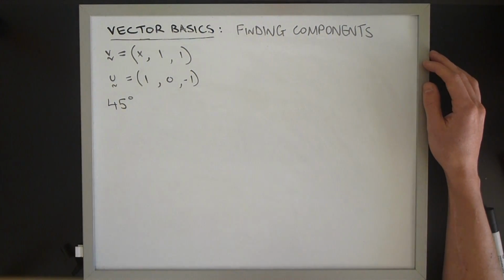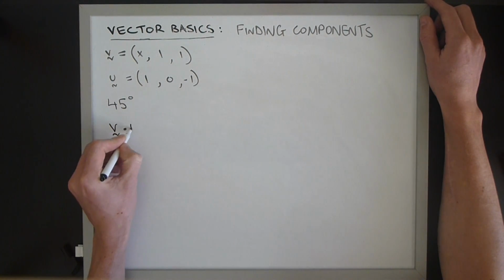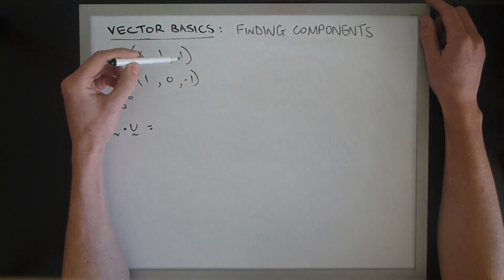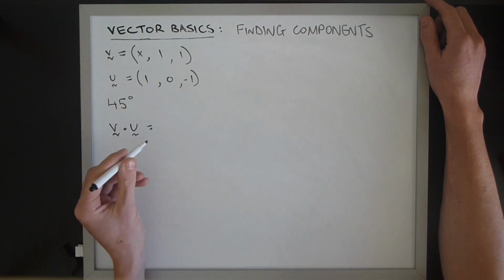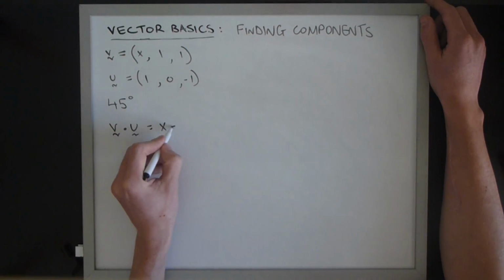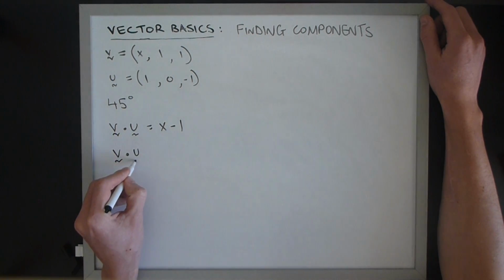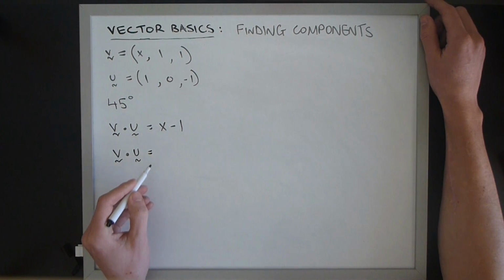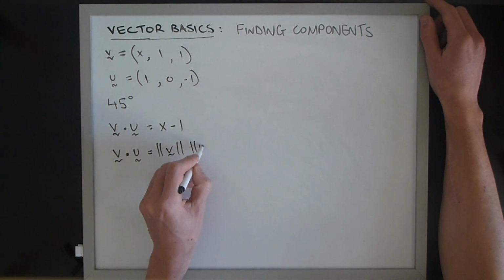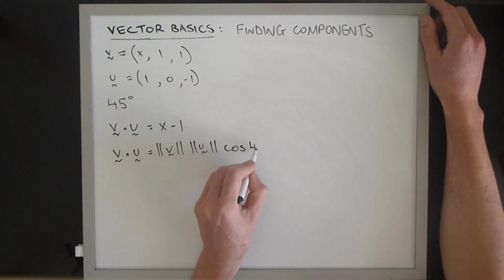So to work this out, we have our two definitions of our dot product. Firstly, that v dot u is the multiplication of each component and then added together. So we have 1 times x, which is just x, plus 0, and then minus 1. And we have our second definition of v dot u, which is the magnitude of v times the magnitude of u times the cosine of our angle.